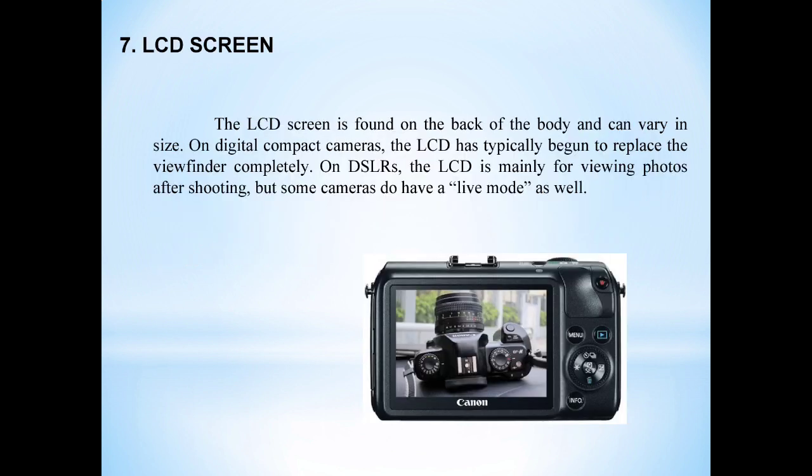Next is the LCD screen. The LCD screen is found on the back of the body and can vary in size. On a digital compact camera, the LCD has typically begun to replace the viewfinder completely. On a DSLR, the LCD is mainly for viewing photos after shooting, but some cameras do not have live view mode as well.